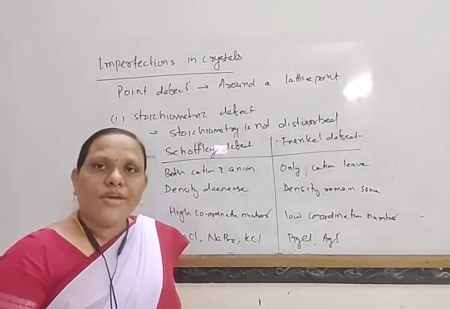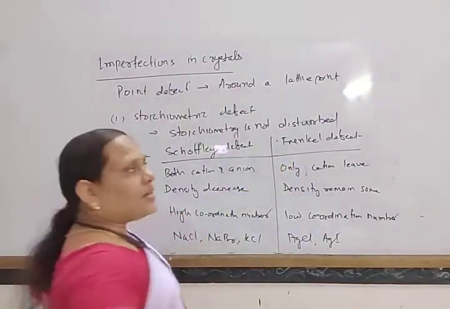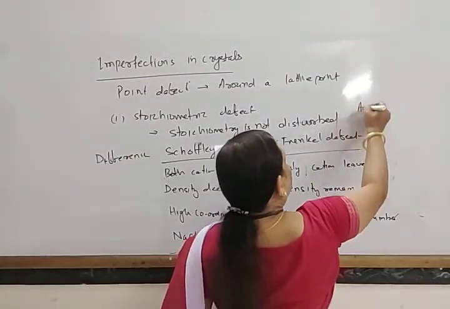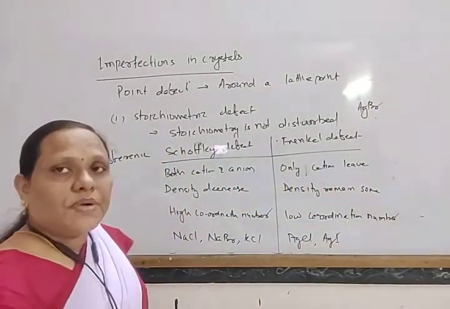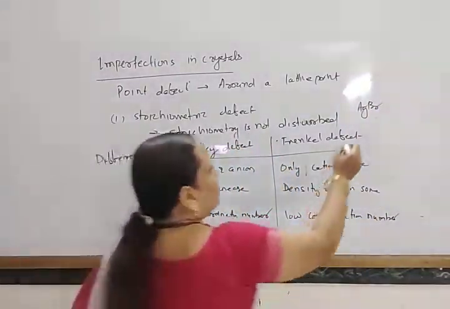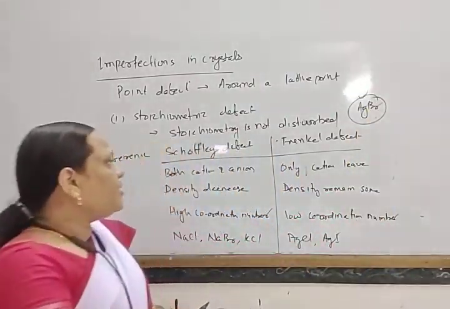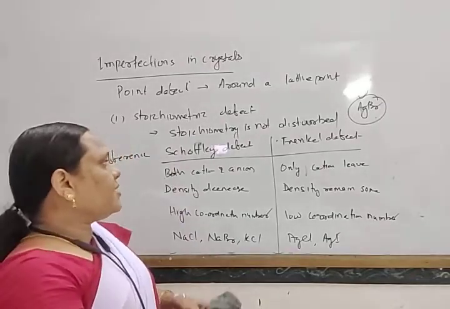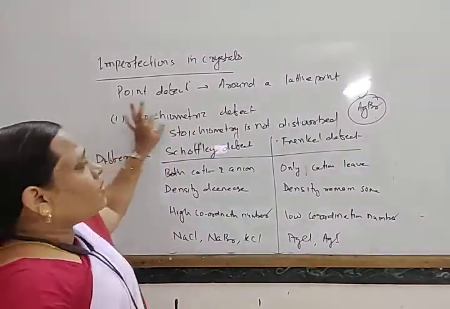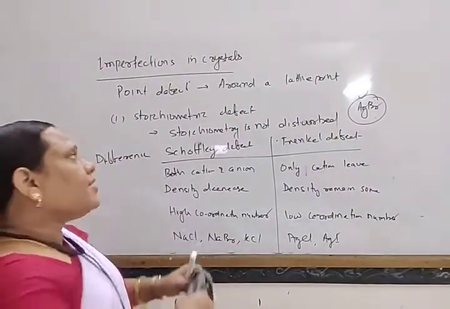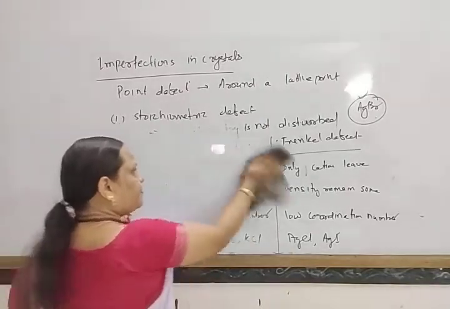A compound where both Schottky defect and Frenkel defect arise is silver bromide. In silver bromide, both these defects are seen. Okay, so this is about stoichiometric defect. Next, come to non-stoichiometric defect.